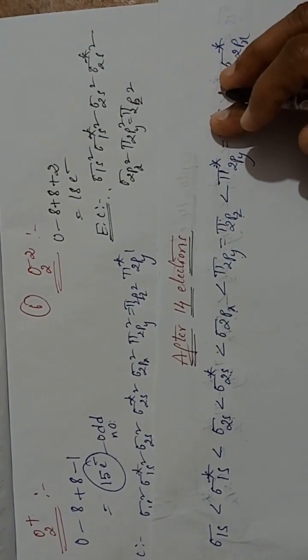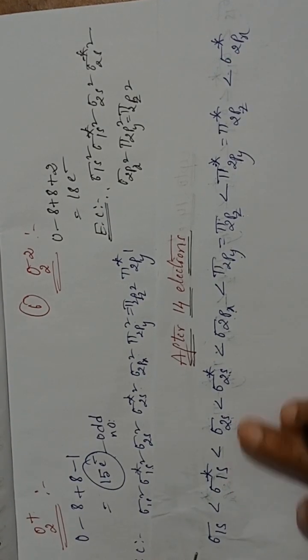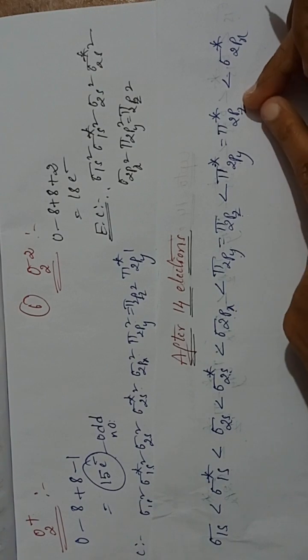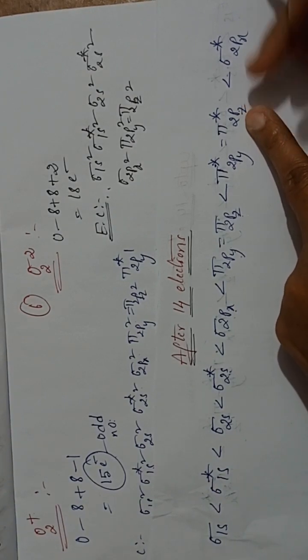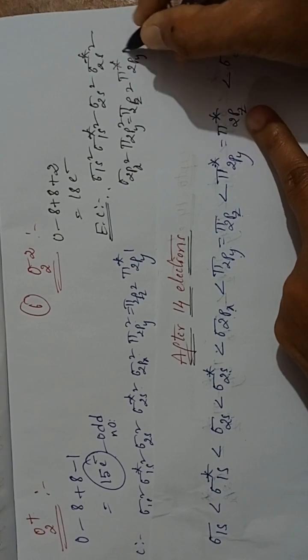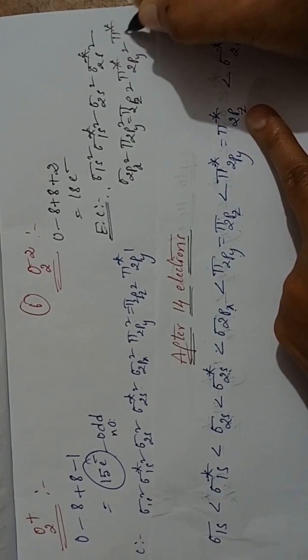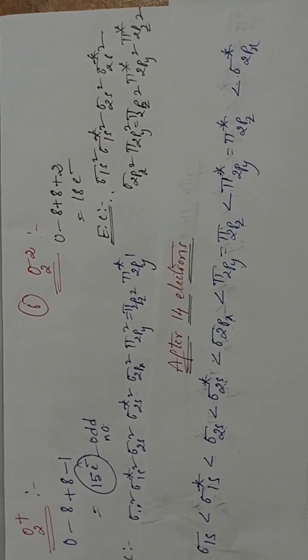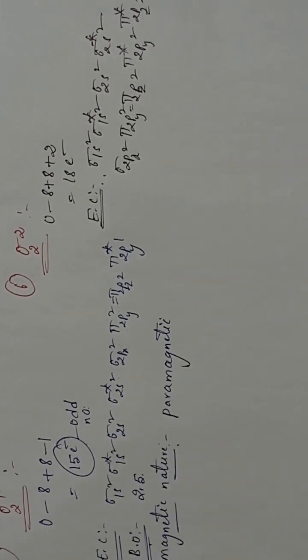Till here, how many electrons, students? 2, 4, 6, 8, 10, 12, 14, 16, 18. Pi star 2pz. Till here, you have to write. Next here, pi star 2py2. Next, pi star 2pz2. So, this is the electronic configuration, students. Like this, you have to write.